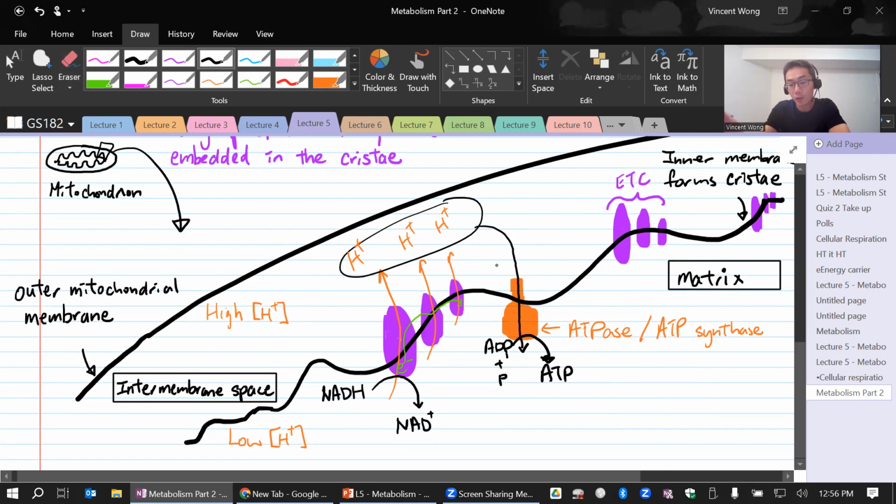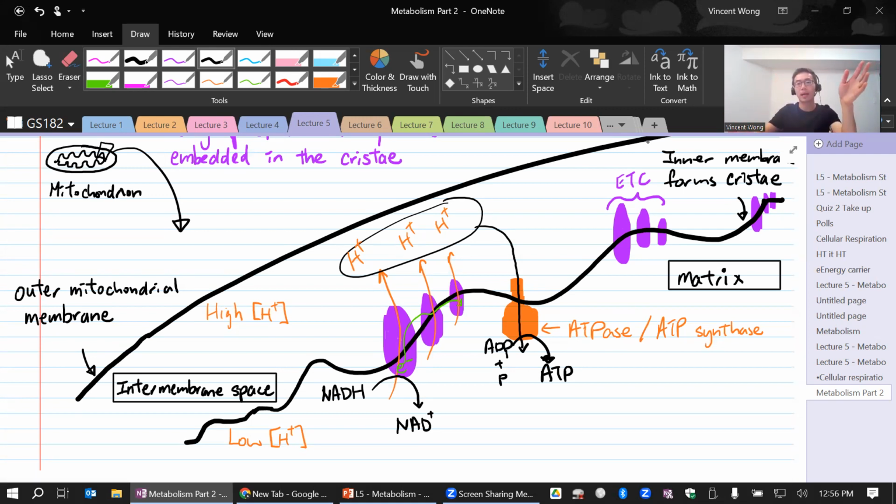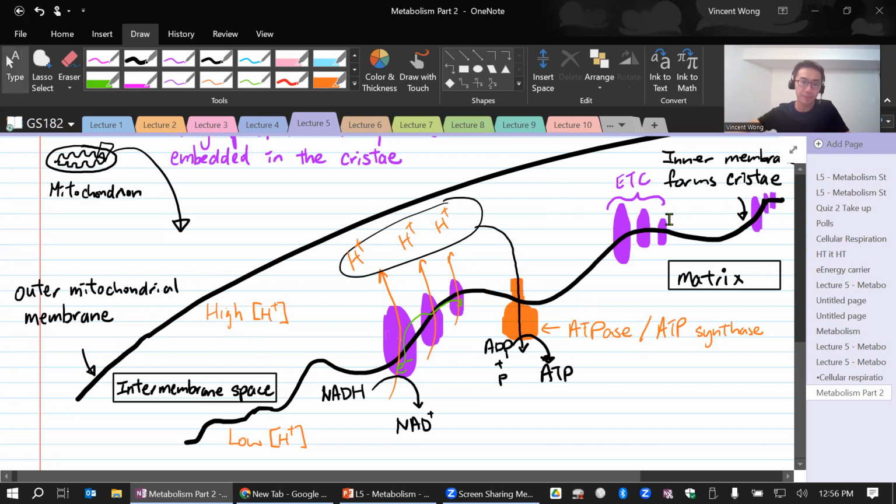And the usefulness of that is that this enzyme, this ATPase, is able to harness the power from the gradient to create the ATP, just like the water dam, right? We got all the water locked up on the top. We let it go through a turbine, and we can use that energy to create electricity. In this case, instead of creating electricity, we're creating chemical energy in the form of ATP. Does that answer your question?